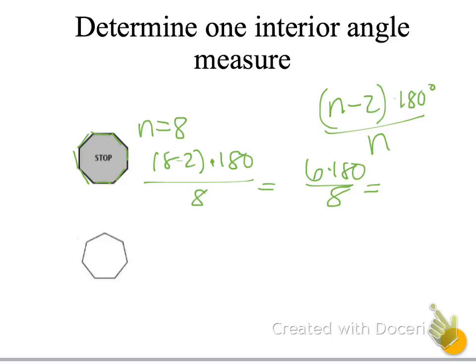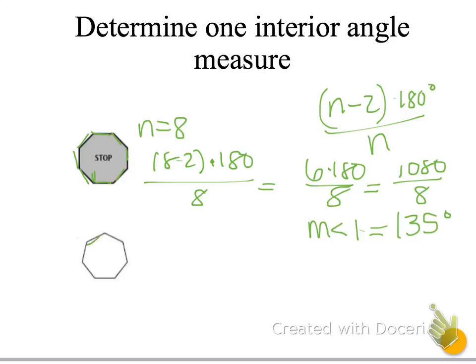So 6 times 180, all that divided by 8. So that means one of those angle measures, let's say measure angle 1, if we're finding this angle here, is 135 degrees. So that's the equation you use to determine one interior angle of this.